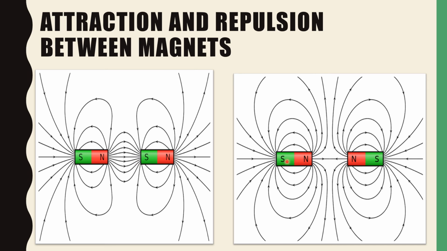Here also, if you try to bring the south and south poles together, they will never get attracted. They will repel each other. So same poles always repel each other, while unlike poles always attract each other.